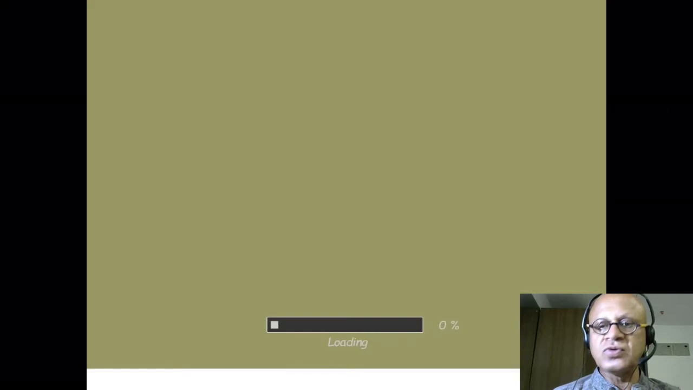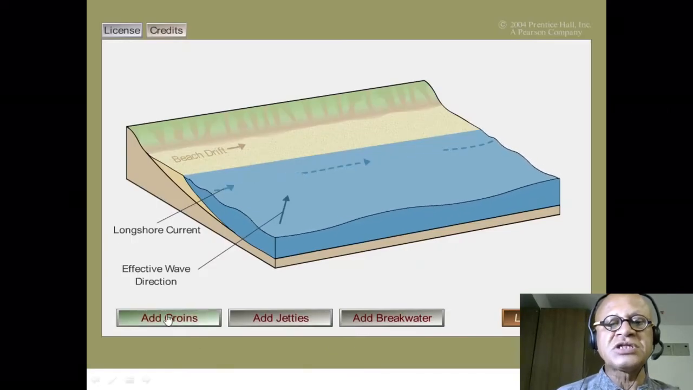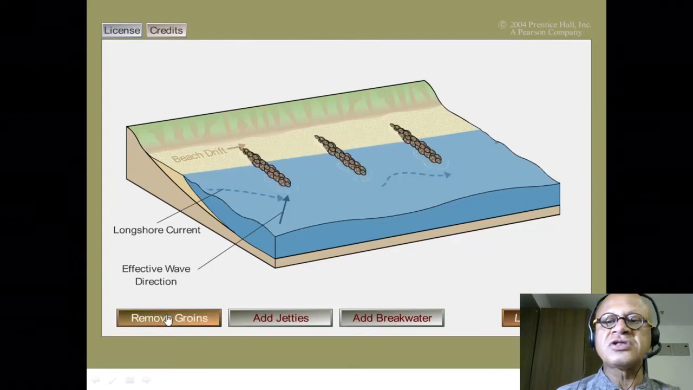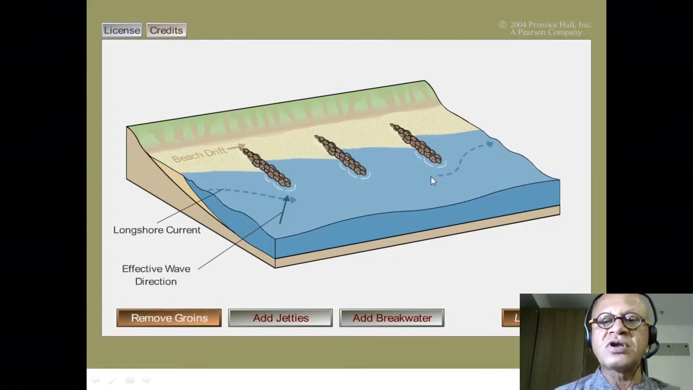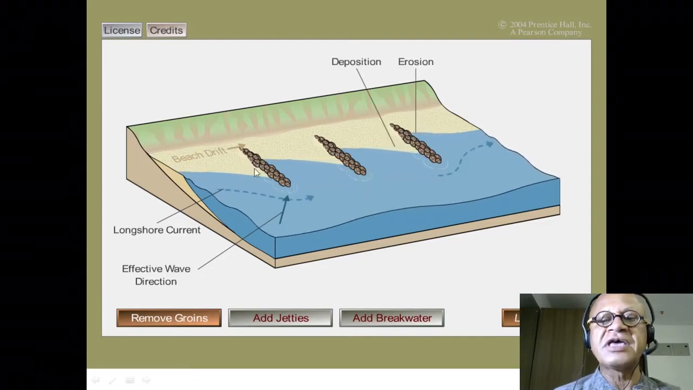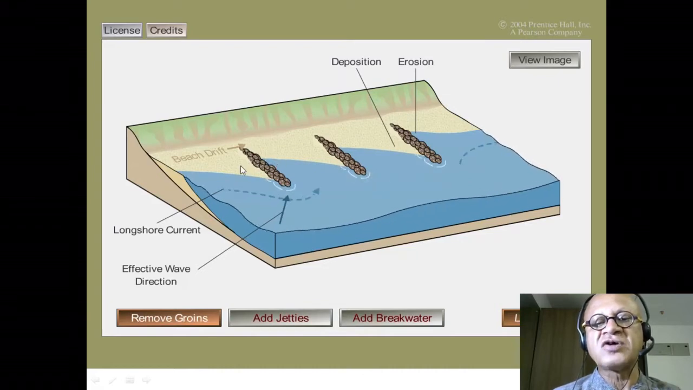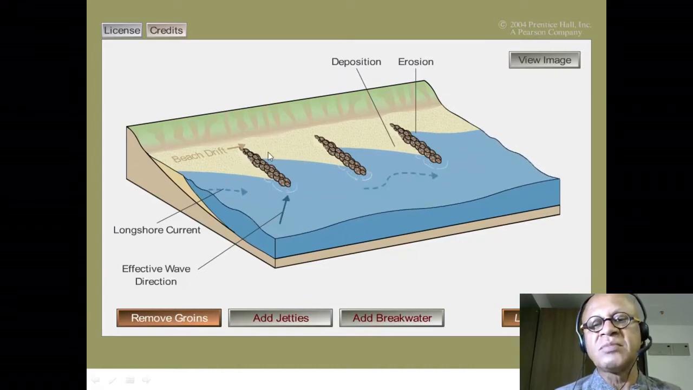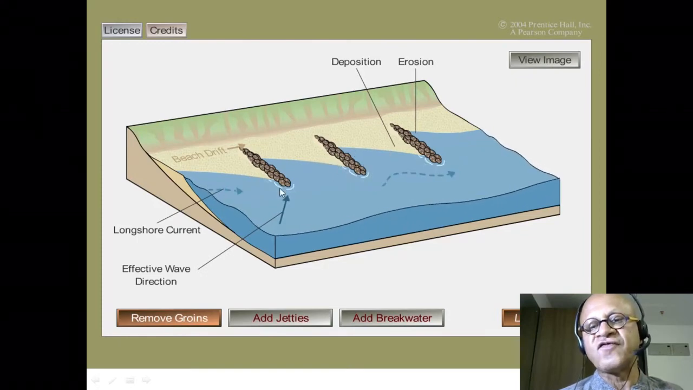Okay, so the next one shows hard stabilizations like groins. So here is a groin. What happens when you add a groin? You have a longshore drift in this direction. So sand is going to start building up against the face of the groin on this side. This side is starved because you have stopped this longshore drift, but that is going to get eroded and build up over here, and so on and so forth.